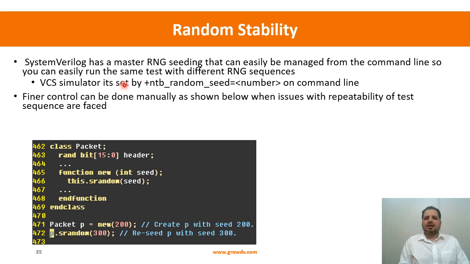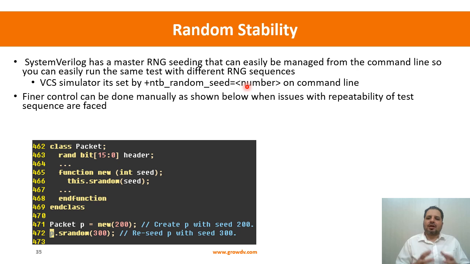So when we run the simulator, when you run the test, for example I'm showing it for VCS, but a similar mechanism exists for all simulators. You call plus NTB random seed. This information will be present in your simulator user guide. So you say plus NTB random seed equal to some number. This number you can generate through your own Python scripts or something, and it can be any number. Python and Perl have their own pseudo random number generators, so you can use that to generate the seed value.